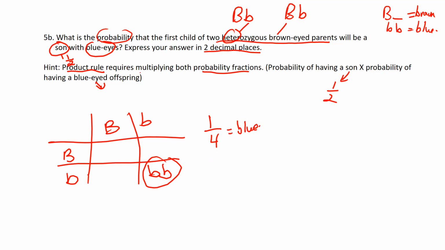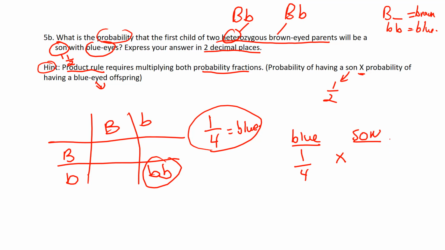So with this product rule, we have to take the 2 probability fractions and multiply them together. That's what this is telling you to do, and this is the hint. Even though we didn't quite talk about it in the notes, it is going to come up. So the probability of having a blue-eyed child, we just determined, is 1/4. We have to multiply that by the probability of having a son. We've not done this before. All the previous questions were just the probability of having a child, but this one is specifically the probability of having a son. So we already said you have a 1/2 chance of having a son. It's either going to be a son or a daughter.